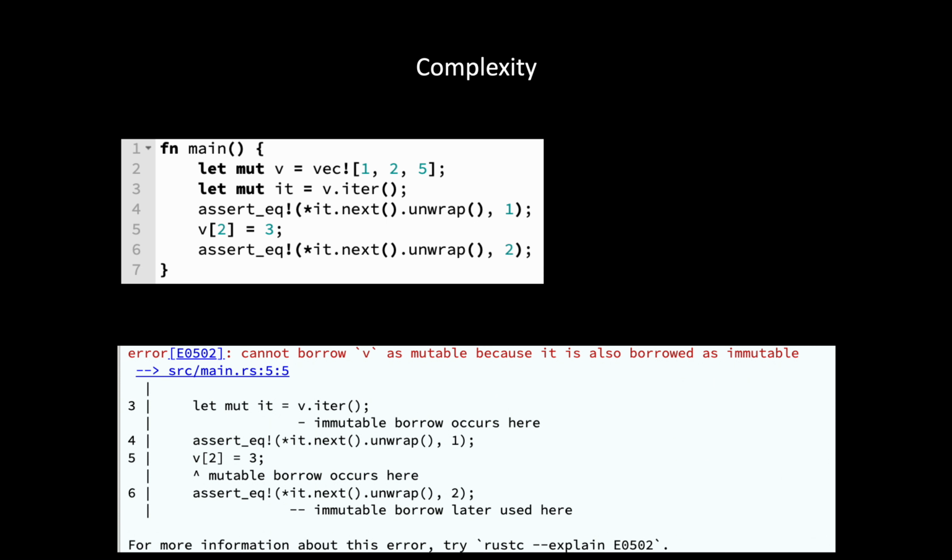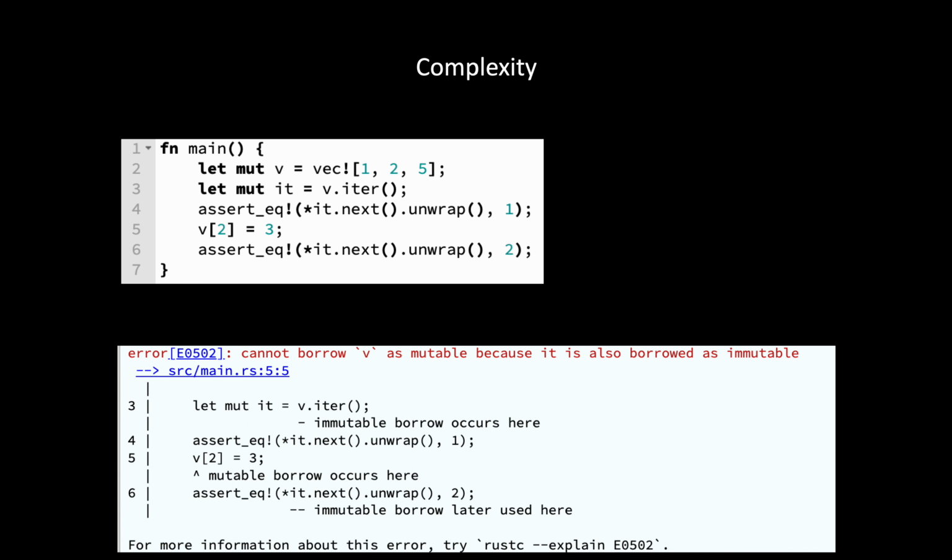Even though this code doesn't do any harm to memory and everything is logically safe, the borrow checker stops us because it says that an immutable borrow occurs at line 3. Here we can, for example, drop v, or drop the iterator, or put the code in a different scope to get around that.